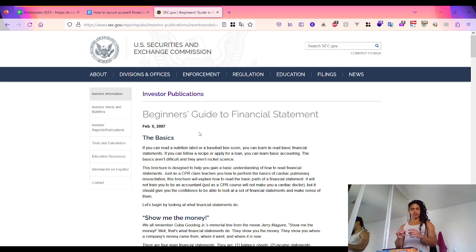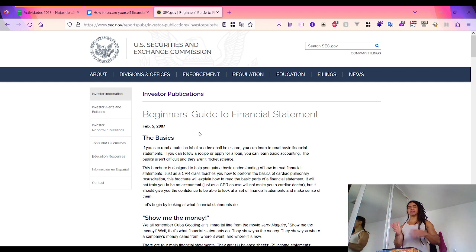They're not rocket science. This section is designed to give you some basic understanding of how to read financial statements, similar to how a CPR class teaches you how to perform basic cardiopulmonary resuscitation. But looking at this won't make you an accountant, much like a CPR course won't make you a cardiac doctor. However, it can give you some confidence when you're able to look at a set of financial statements and make sense of it.